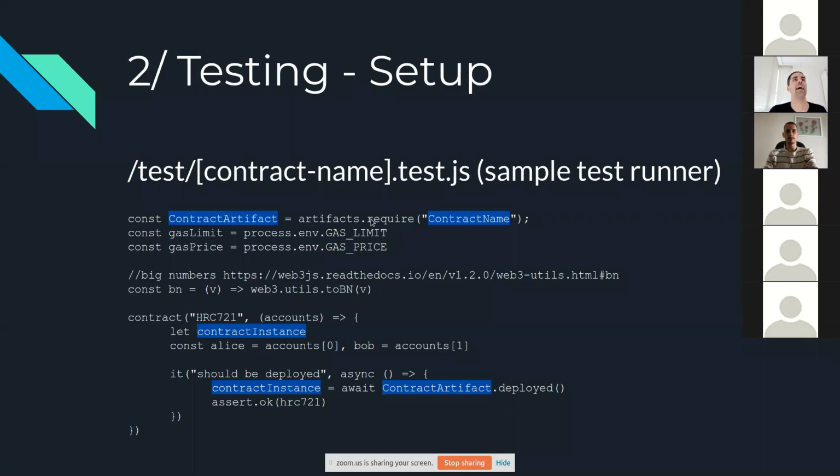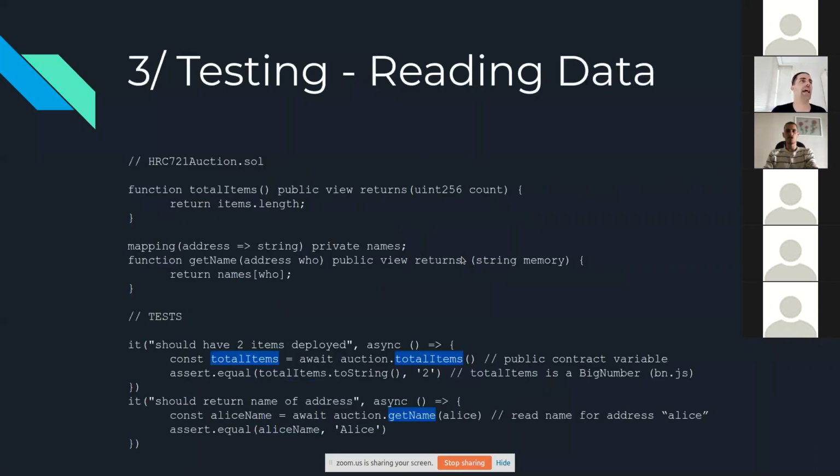Okay, let's go back to the slides a bit. I've written a couple of sample tests in here. With some of these tests, you want to read data out of the contract and make sure that you have the correct data. Maybe it's from a deployment, like should have 2 items already deployed when the contract is deployed. Maybe it's being able to return the name of some address, so you read the name for a particular address. So you can test by reading data out of the smart contract.